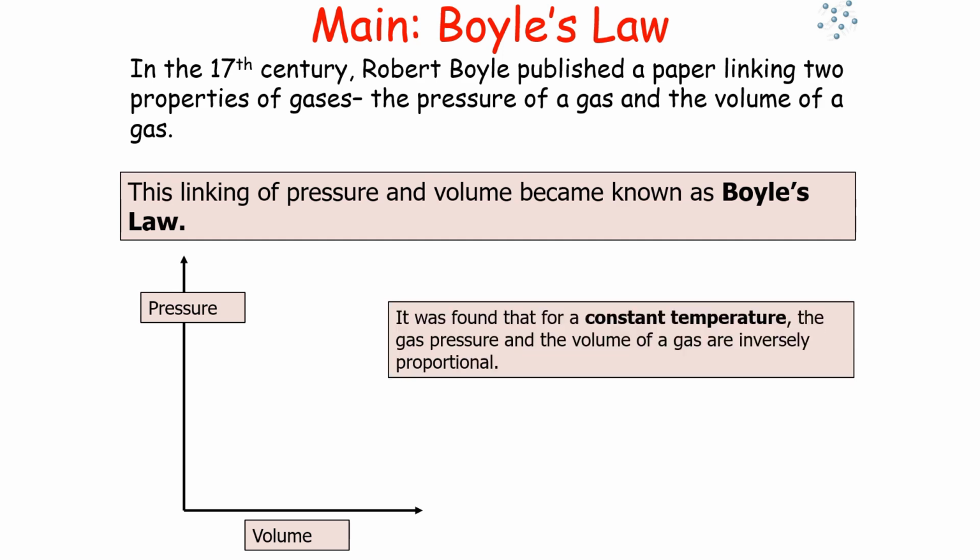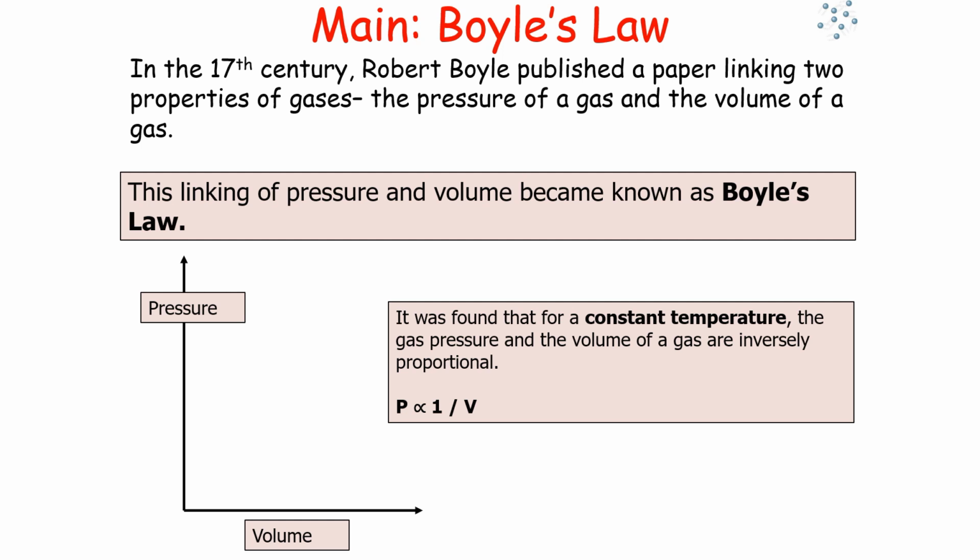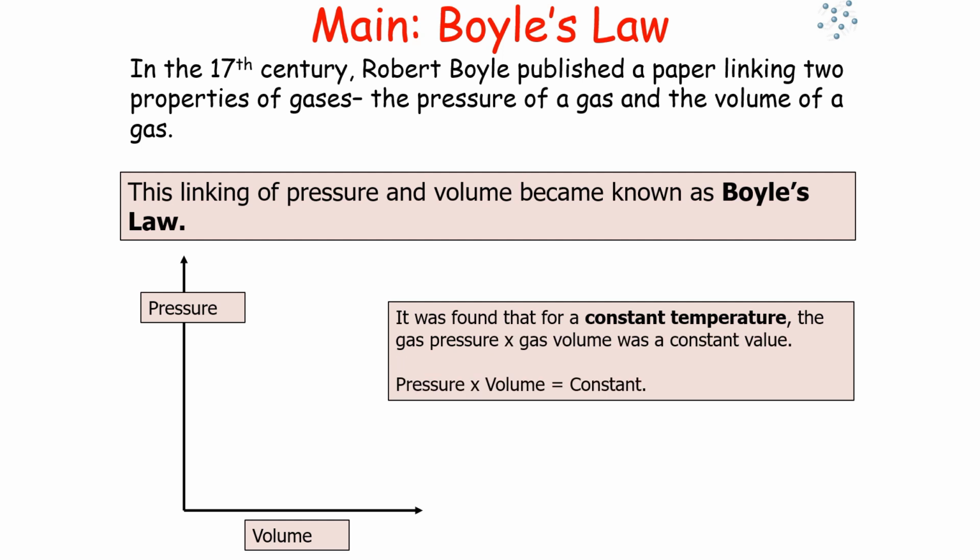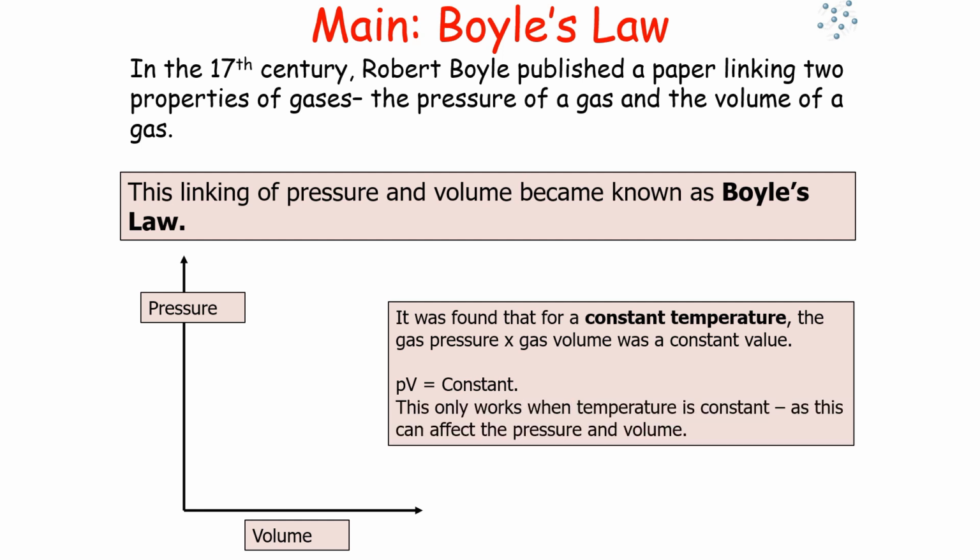Now it was found that for a constant temperature, the gas pressure and the volume of a gas are inversely proportional. So we could say P is directly proportional to 1 over V, or we could also write it as pressure times volume equals a constant, which you can symbolize as PV equals constant. But please be aware, like mentioned before, this equation only works when the temperature is constant, as the temperature of the gas can affect its pressure and volume.